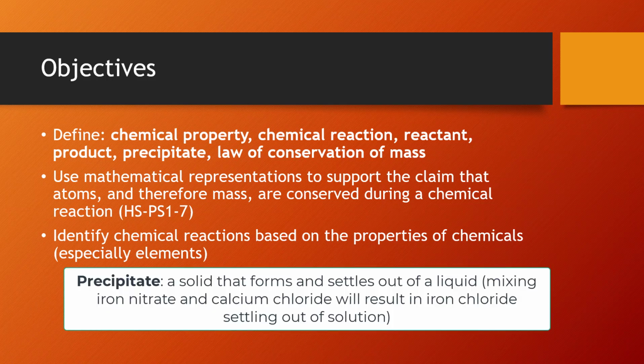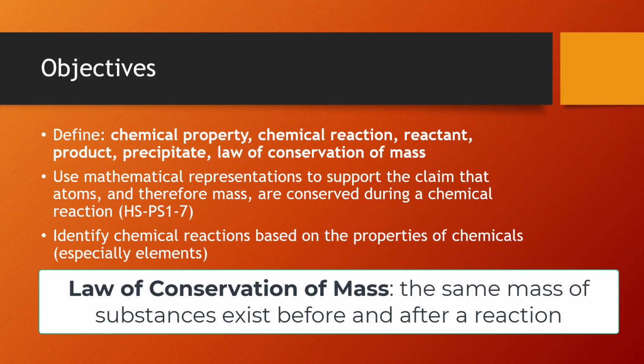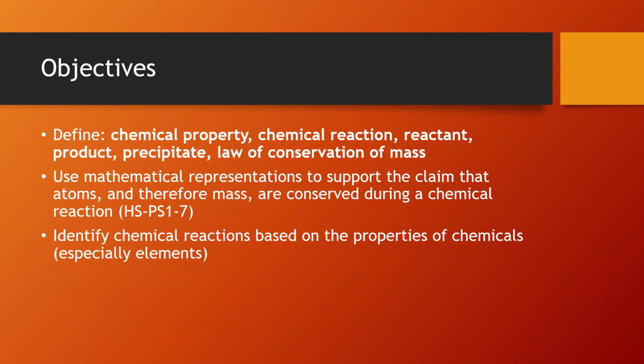Precipitate is a solid that forms and settles out of a liquid mixture. And the law of conservation of mass is going to state that in any physical change or chemical reaction, the mass you begin with is the same as the mass you end with. I want you to be able to use mathematical representations to support the claim that atoms and therefore mass are conserved during a chemical reaction.